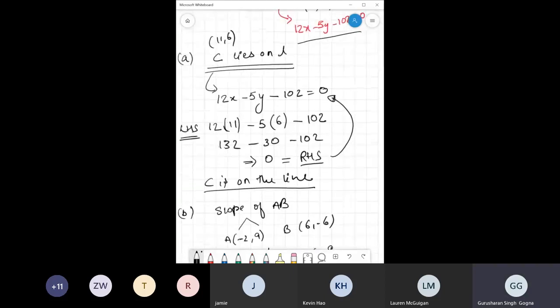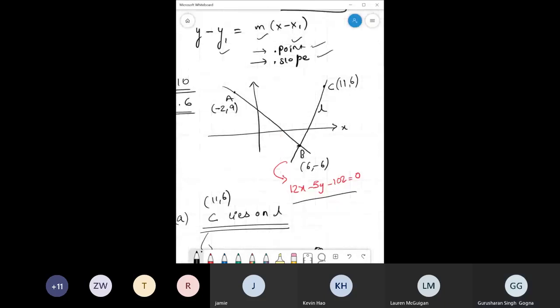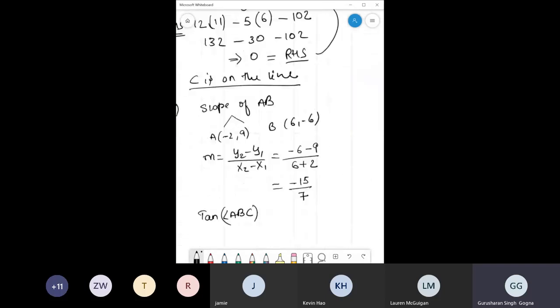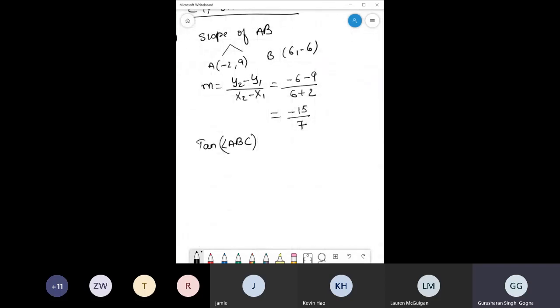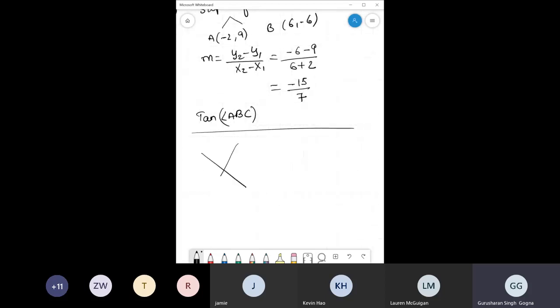So let us go back to the diagram. Angle ABC, which means they want to find out this angle, tan of this angle. Okay, so tan of this angle. So basically they are asking you to find out the angle between two lines. So this is the part which we haven't covered last time. So when you have two lines and you want to find out the angle between them, what you should know is their slope. So the formula is given in your logbook.